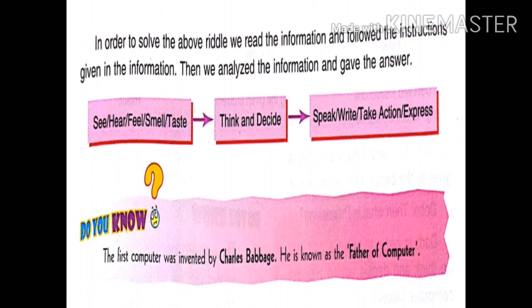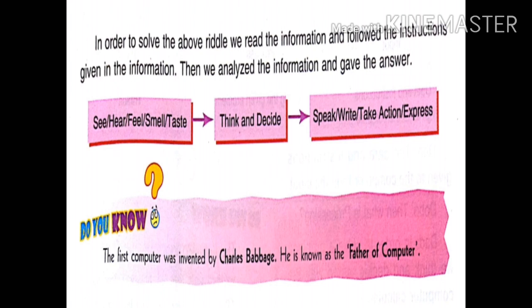In order to solve the above riddle, we read the information and followed the instructions given in the information. Then we analyzed the information and gave the answer. Now children, if we have to solve a riddle, first we have to read the information that is given and the instruction. And according to the instruction given, we have to give the answer.